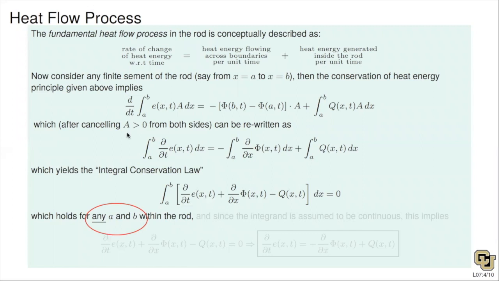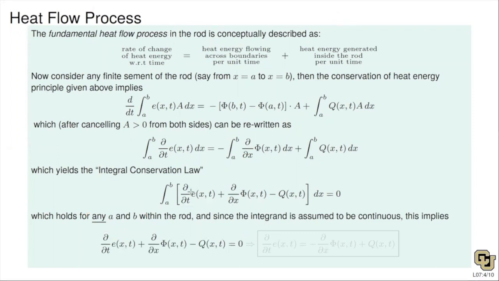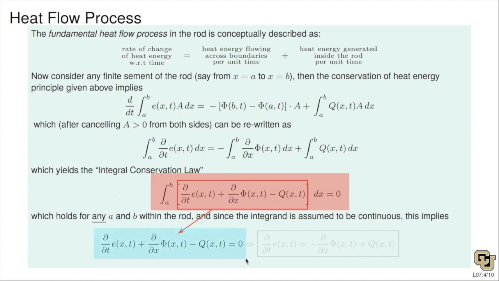And so mathematically, since the integrand is continuous, the only way that can happen is if the thing we're integrating is 0. So from here to here, the big leap, the analysis that's involved that we're not going to do, is that if the integral is 0 for all values a and b, then the thing we're integrating must be equal to 0. So the integral conservation law is the integral of this expression equals 0. And then we conclude, because it's true for all values a and b, the only way it can be true is if the thing we're integrating is itself identically equal to 0.